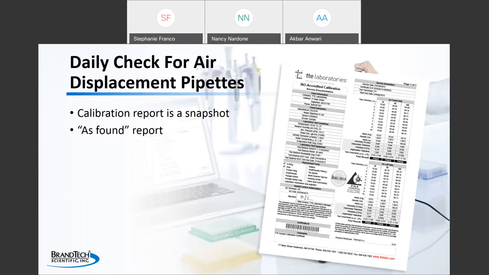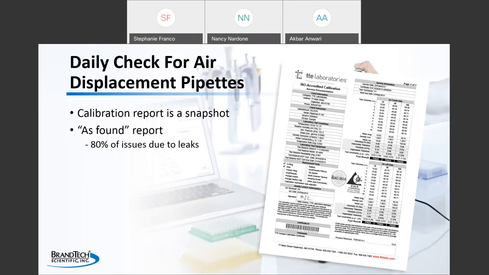And with air displacement pipettes, over 80% of the time, the issues that are found are due to leaks in the pipette. And these leaks don't have to be large enough to result in dripping from the tip to affect the accuracy of the pipette.